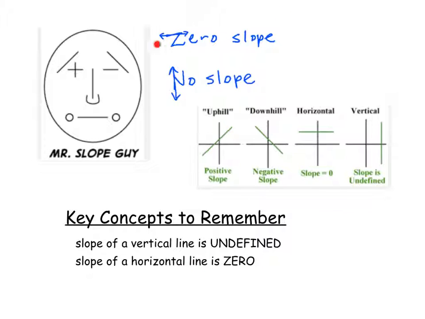I really liked this visual as well. I never saw it until this year, and it's so simple. 0 slope, it's a horizontal line. No slope is a vertical line, because of that "no." I wish I would have had this years and years ago, because what a simple way to remember it.